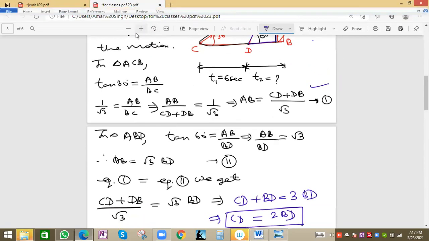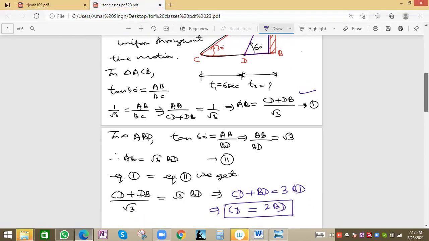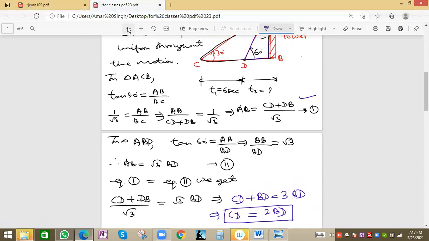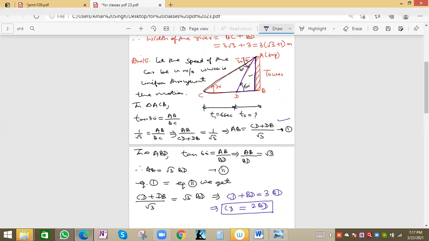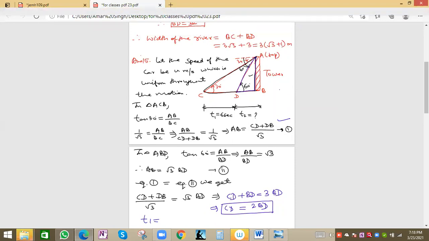So CD is twice of BD. That is a very important result, because from this result only we'll get the final answer. See, CD is twice of BD. So time taken, time one will be... time is basically in any question where distance and time are there, we can directly use the formula: time will be equal to distance by speed.